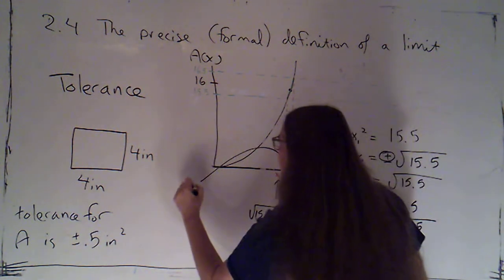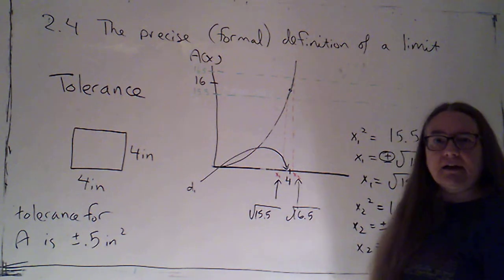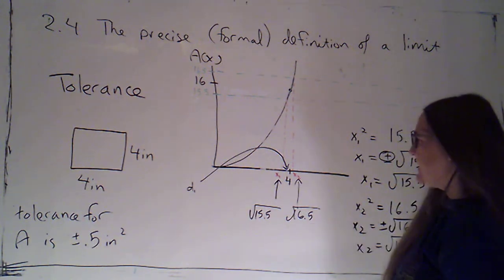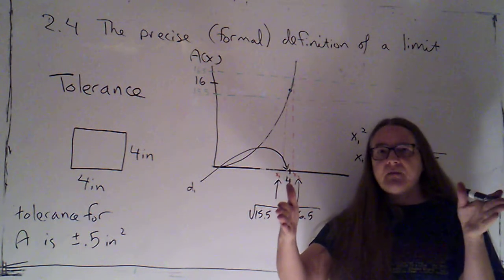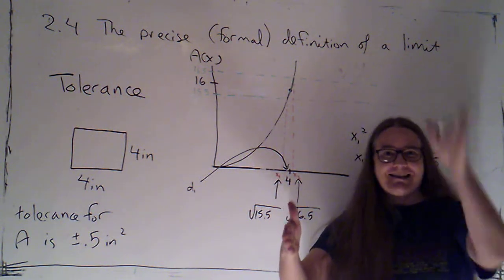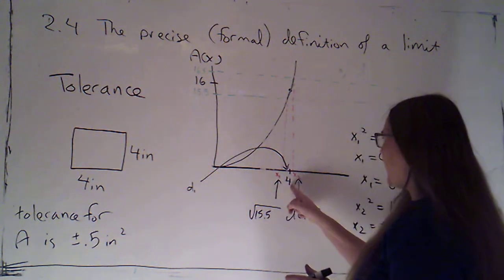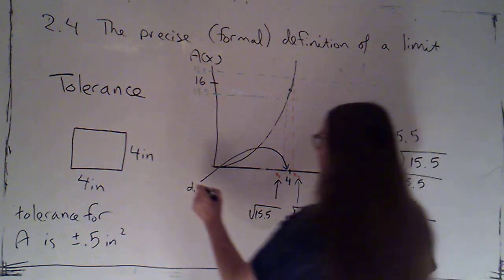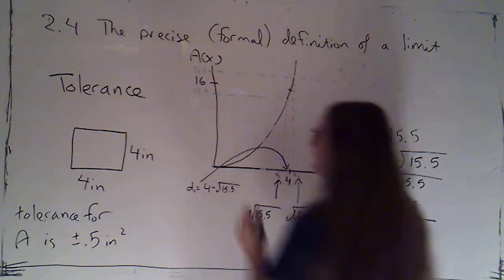I'm just going to call it d1, for that's going to be the first distance that I calculate. And I can always calculate distance as just subtracting endpoints. I want to make sure that to get a positive distance, I subtract the smaller from the bigger. So I'm going to take right endpoint minus left endpoint. d1 would be 4 minus root 15.5.